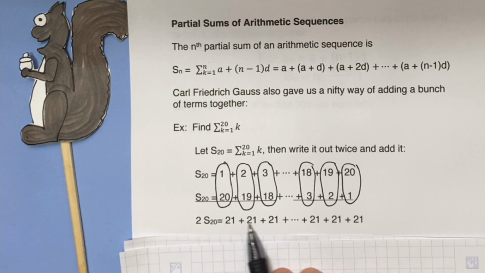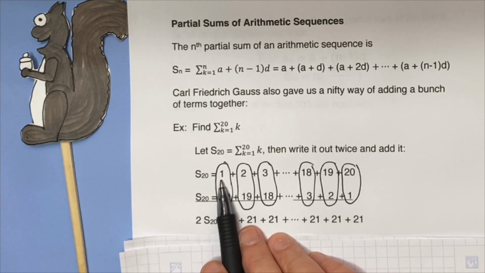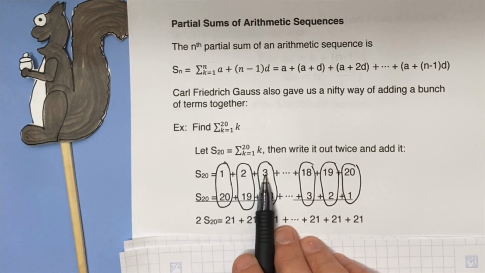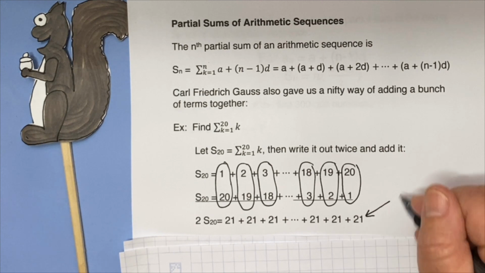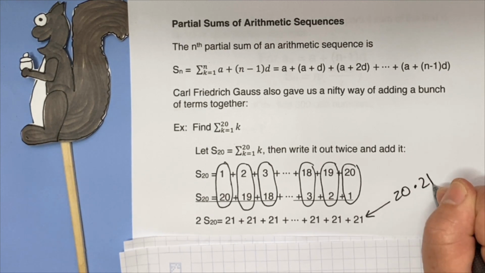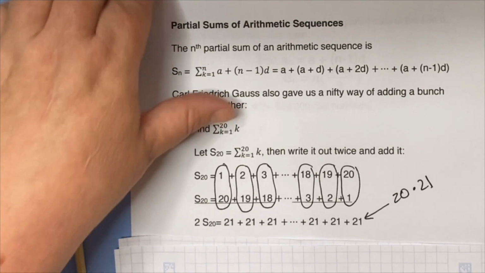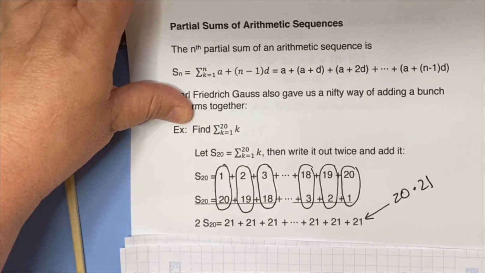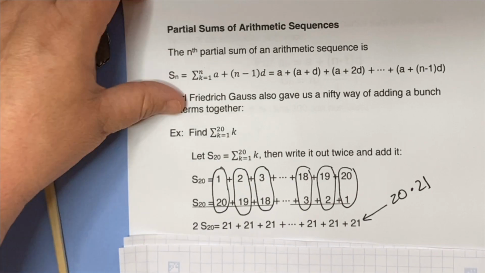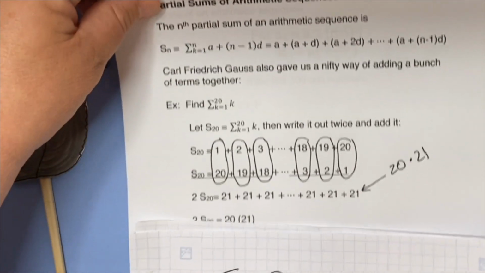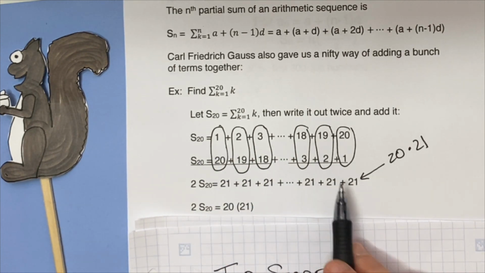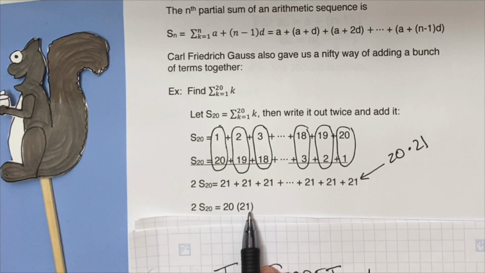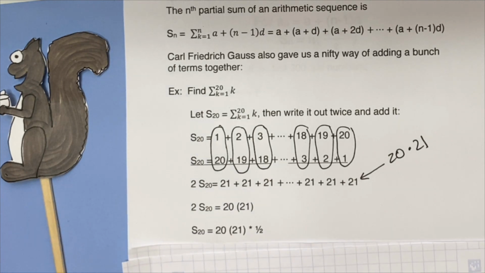How many of these will there be? Well, we know how many there will be. There's one here, a second one here, a third one here, 18, 19, 20. There are 20. So right here, we've got 20 21s. Right? So this is kind of cool. And this is a technique that we use in math all over the place. Pardon me, squirrel. Okay, so twice this, because we can line them all up, is 20 times 21. So S20 is 20 times 21 times 1/2.